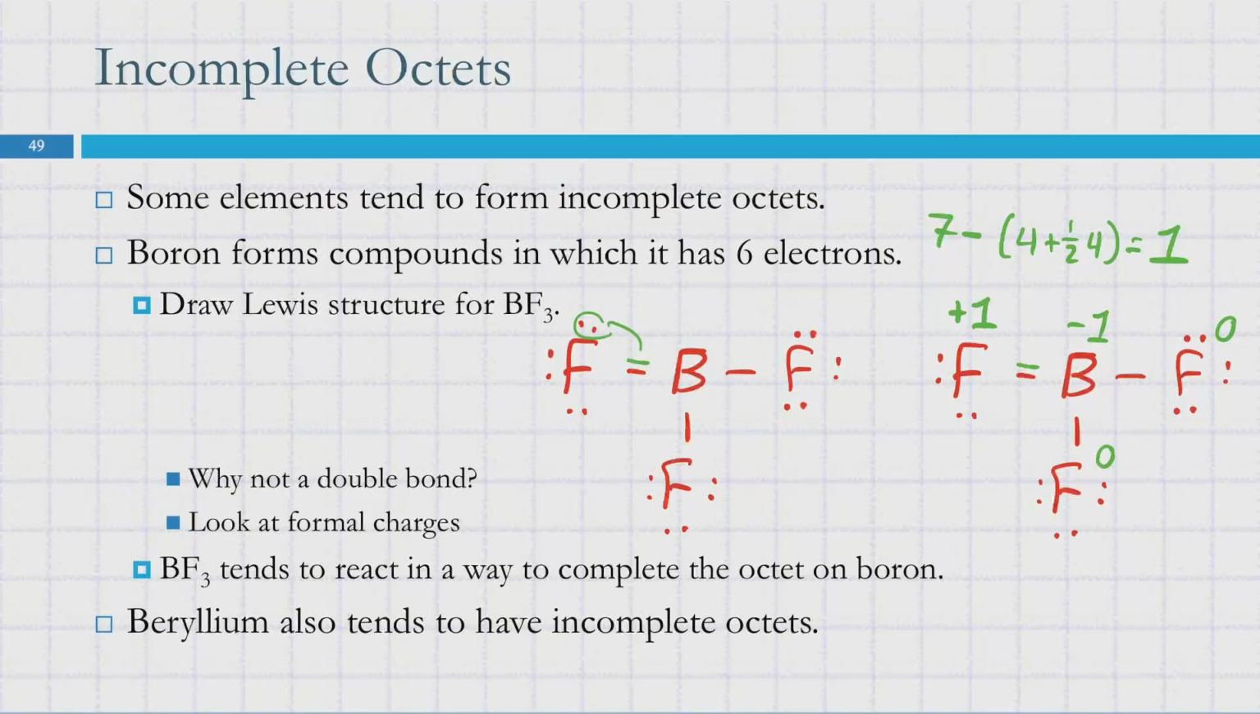If we don't have those, then we've got zeros for our formal charges on all of our fluorines, and our boron also has a 0 for its formal charge. So formal charges help us predict that boron is happy with just 3. It does tend to react in a way that completes the octet on boron. So the boron will form another bond after reacting or through reacting, but it's relatively stable as boron trifluoride.